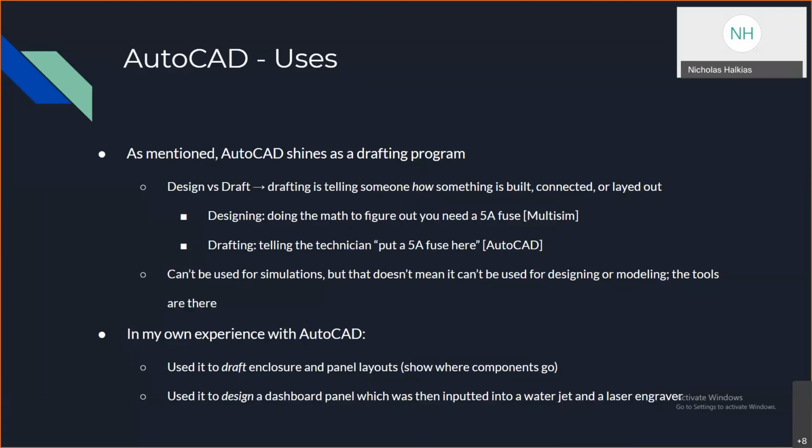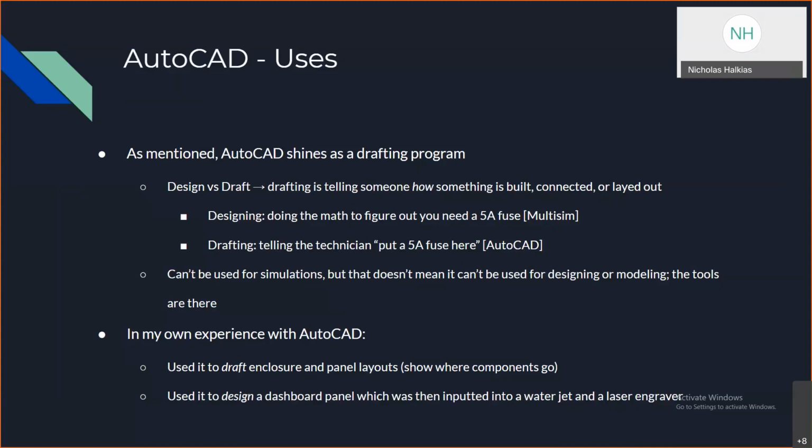AutoCAD cannot be used for simulations. That doesn't mean it cannot be used for designing and modeling. You have the 2D and 3D modeling tools, but unlike Inventor, you can't simulate it. You can't make the parts move. You can't simulate stress analysis. You can't do that in AutoCAD, but you can still model these things. You just can't simulate them.